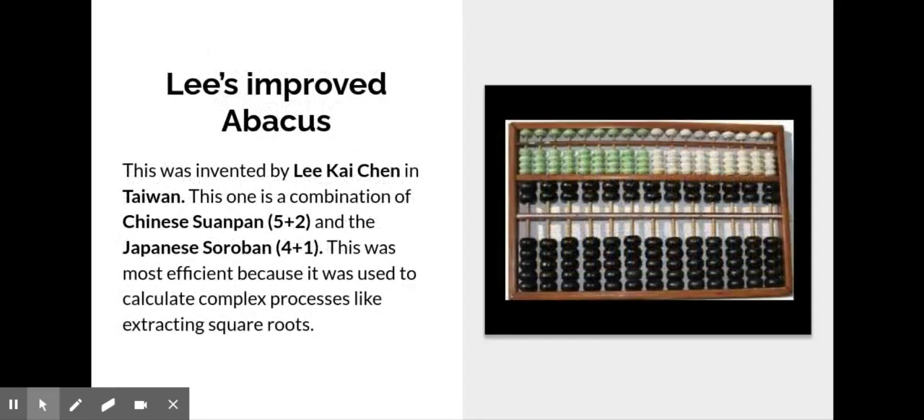Least improved abacus. This was invented by Li Kai Cheng in Taiwan. This is a combination of the Chinese suan pan and the Japanese soroban. This is way better. And you could also use this for doing calculations like square roots and cubic roots.